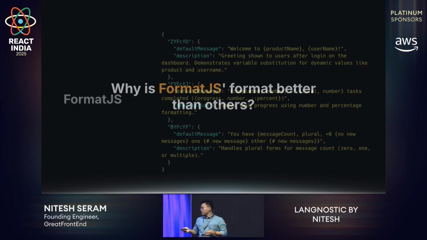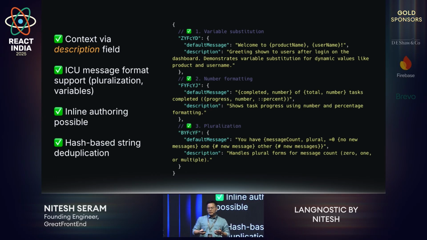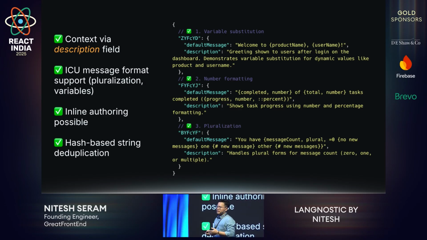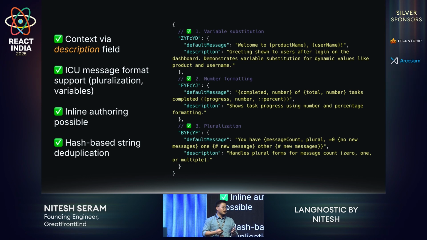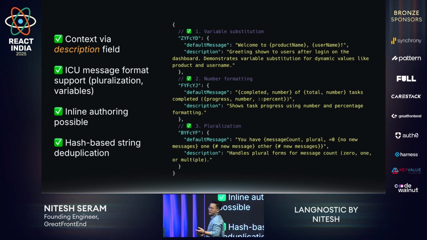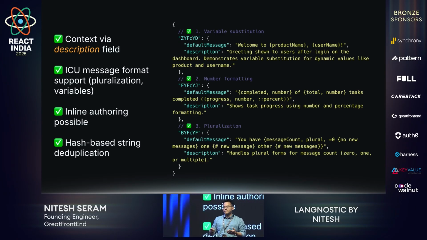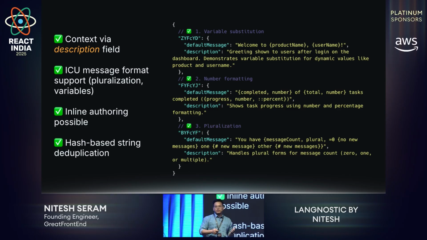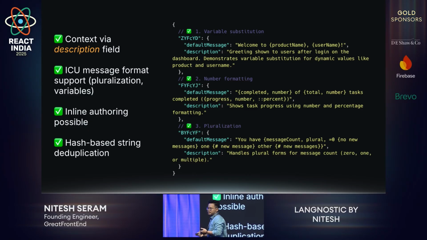So why do we prefer this format over other JSON formats? The first thing is the context. If you see, there is a description associated with each string, right? So when you pass this string, it provides context to the AI for translation. But why do we need context for translation, right? The same word can have different translations without context. For example, let's say closing a dialog or closing an account, right? It can have a different translation if you don't pass the context.